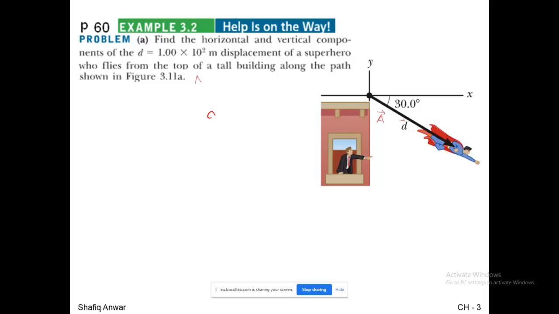We have A vector, 1 multiplied by 2, which is 100 meter, right? And theta is equal to how much theta? Yes? No. Minus 30. Ask why. Ask why.